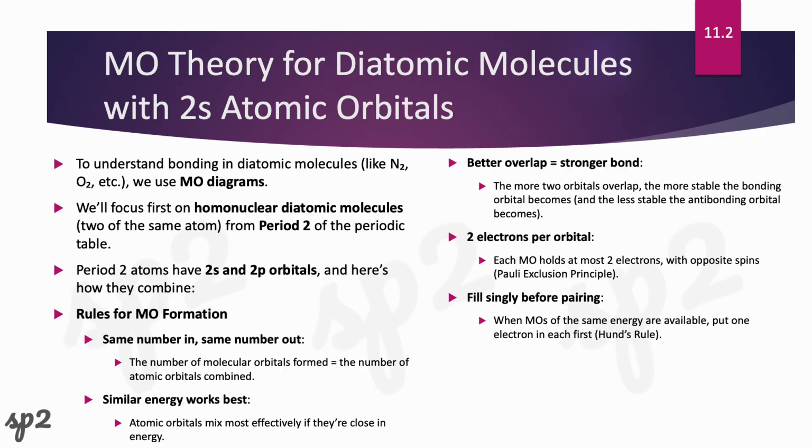And finally, when you're filling your degenerate orbitals, the ones that have the same energy, we need to fill them singly first, and then we can start pairing them up in order to follow Hund's rule. Okay, excellent.